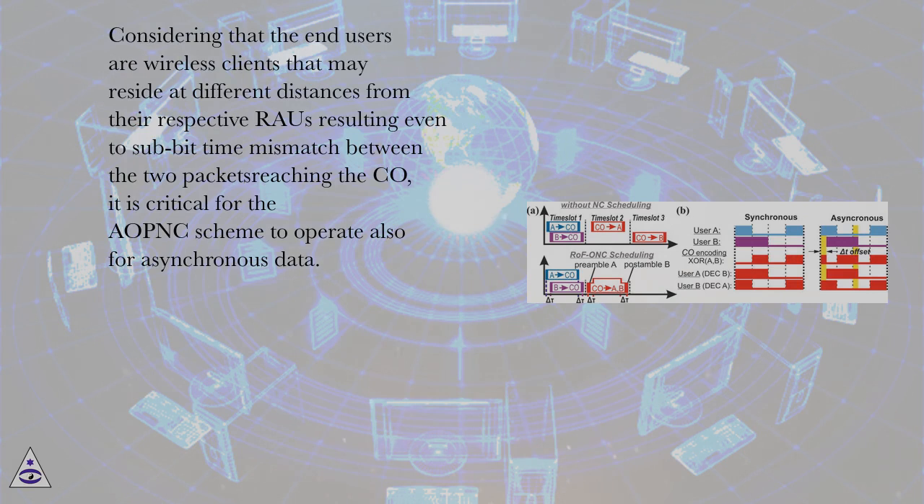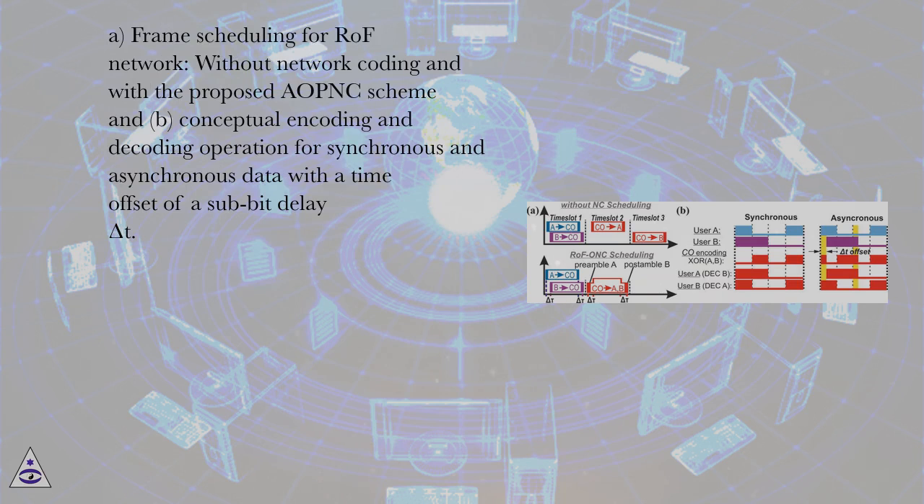Considering that the end users are wireless clients that may reside at different distances from their respective routes, resulting even in sub-bit time mismatch between the two packets reaching the CO, it is critical for the OPIC scheme to operate also for asynchronous data. A. Frame scheduling for ROF network, without network coding and with the proposed OPIC scheme, and B. Conceptual encoding and decoding operation for synchronous and asynchronous data with a time offset of a sub-bit delay delta t.